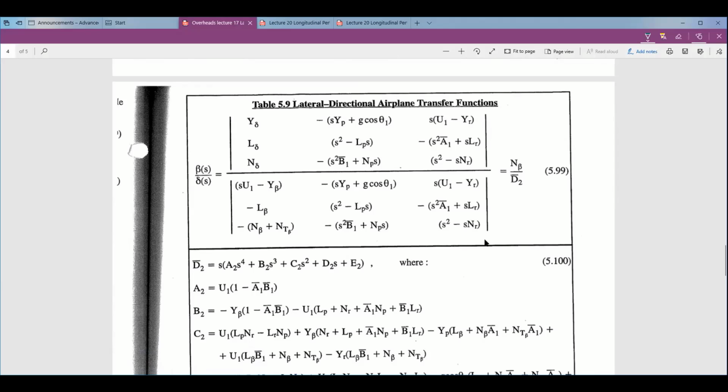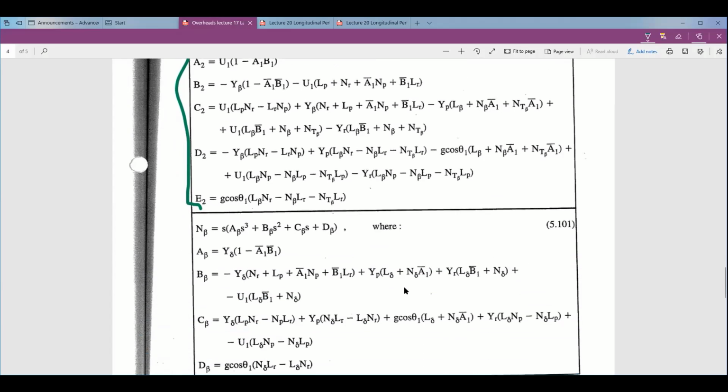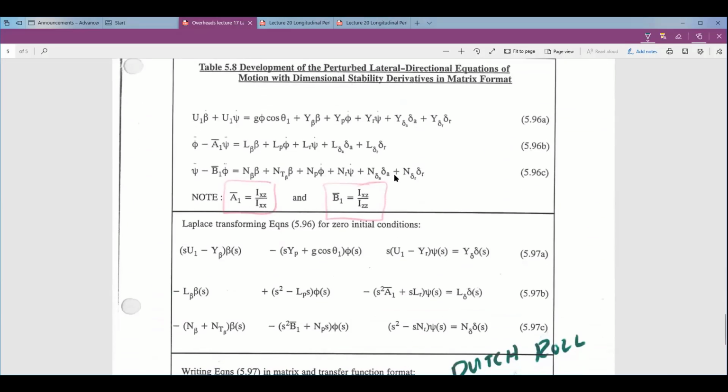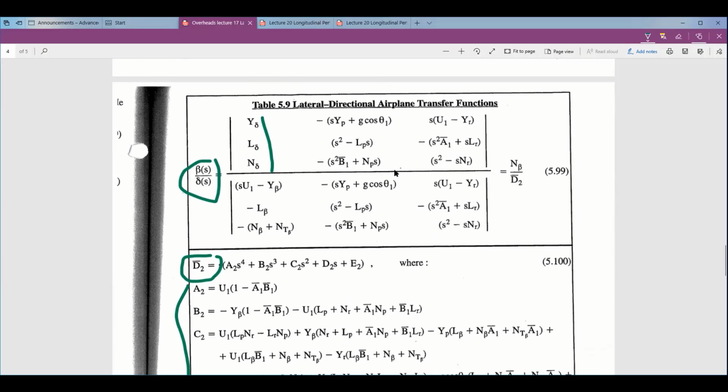And so in your book and in your handout, here's the solutions. Here's the beta transfer function in terms of the right-hand side being here. He gives you a formula for the denominator polynomial and all the coefficients, just like longitudinal. There's the numerator polynomial for beta. I gave you all that in the handout, right? I copied these pages. They're in your book as well. And I didn't give you the pages that have the phi and psi, but they're similar to this.